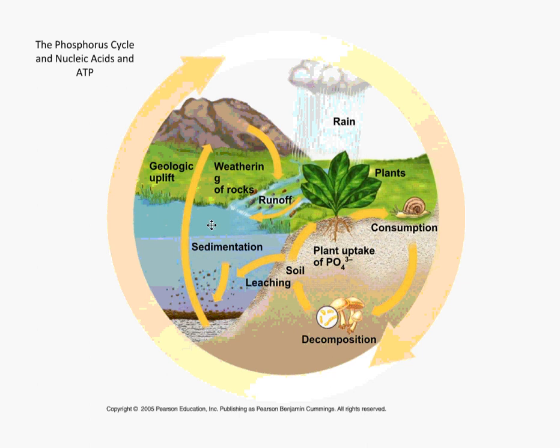We eat those plants and we eat the things that eat plants, and so therefore we get that phosphorus in our own systems. Decomposition, of course, puts this phosphorus back into the soil, and so in this way phosphorus is never really returning to the rock, so to speak, but it is returning back to the soil through that process of decomposition.